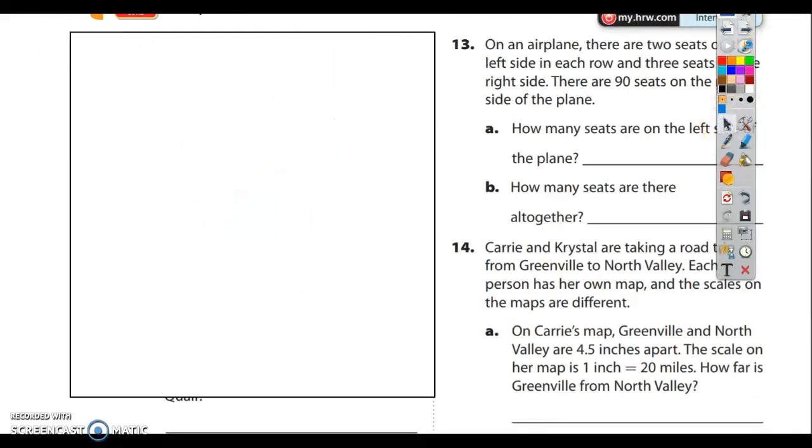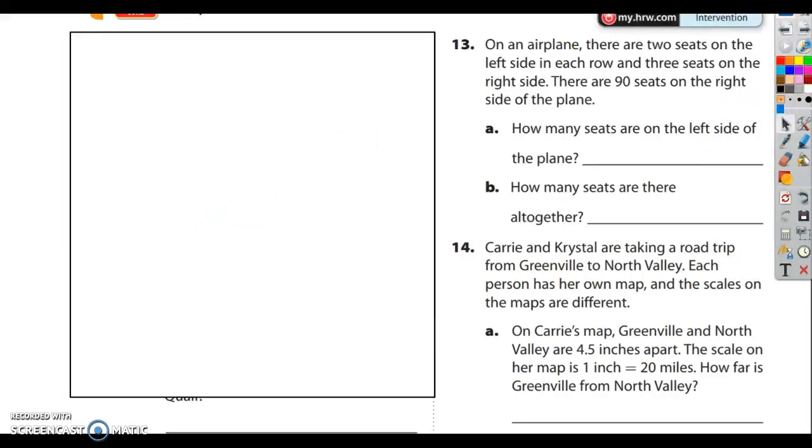Number 13 reads, on an airplane there are 2 seats in the left side of each row and 3 seats on the right. There are 90 seats on the right side of the plane. How many seats are on the left side of the plane? This is really hard unless you actually draw a picture. And if you do draw a picture, it's not that hard. So what I'm going to do here is I'm actually going to draw an airplane.